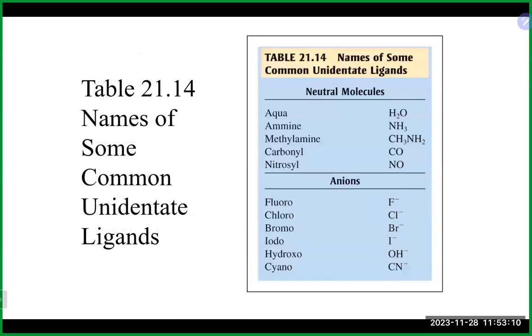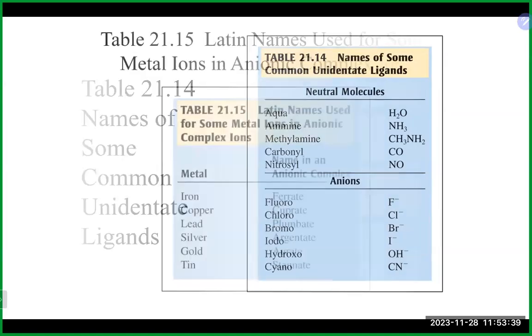So let's take a look at some of these ligands, and we'll see how to put this to use in just a second. Here's a table. Like I said, in your book, you have a similar table. So water is aqua or aquo, ammine, methylamine, carbonyl. Our halogens are named very similar to what you do in organic chemistry. So fluoro, chloro, bromo, iodo, hydroxo for hydroxides, cyano for cyanide.